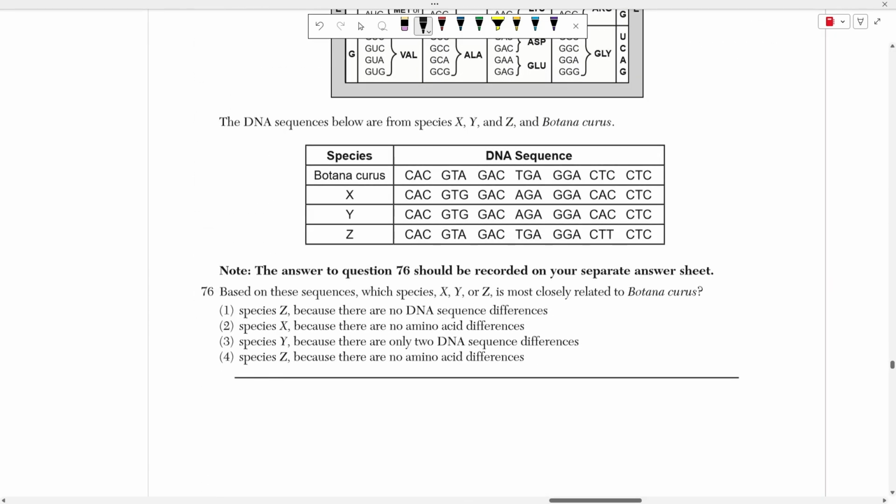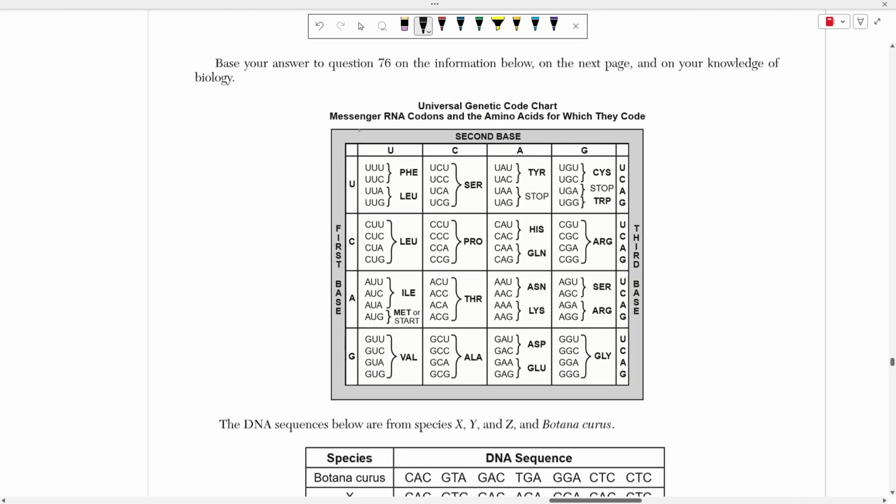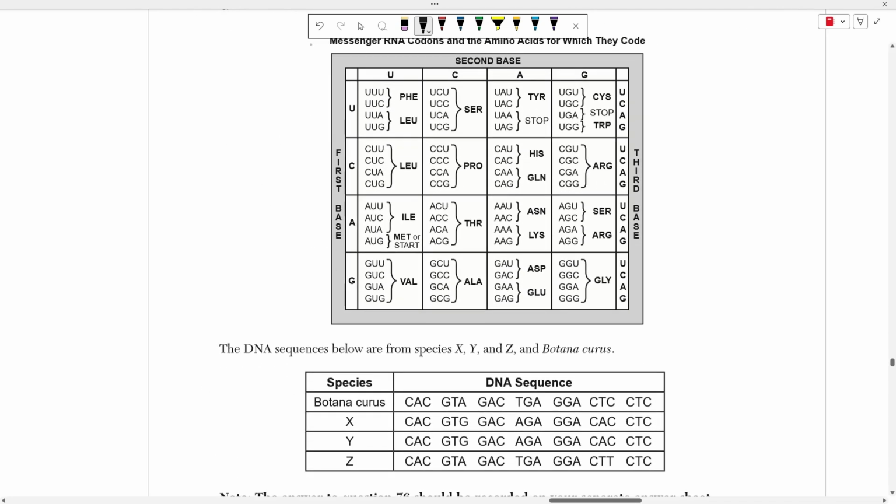All right, moving on to number 76. It says, based on the sequences, which species, X, Y, or Z, is most closely related to Botanicurus? And over here, they give us an mRNA codon chart. So this gives us a hint that we're going to be looking at amino acid sequences. Otherwise, they wouldn't give it to us.